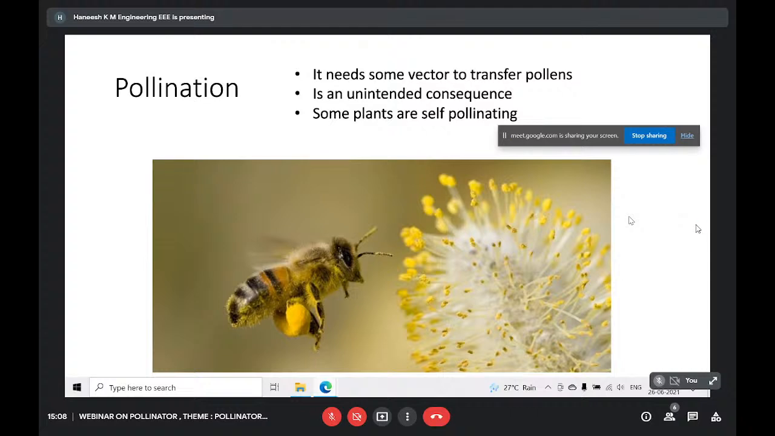The pollination is not intended, but it happens naturally, because when they go into the flower for honey or pollen, their body will be covered with some pollen, and when they go to the next flower, some of this pollen will automatically reach the stigma of the next flower. That is how pollination happens. So basically the pollinators are not doing the pollination intentionally, but it happens as an unintended consequence. This is how pollination generally happens.